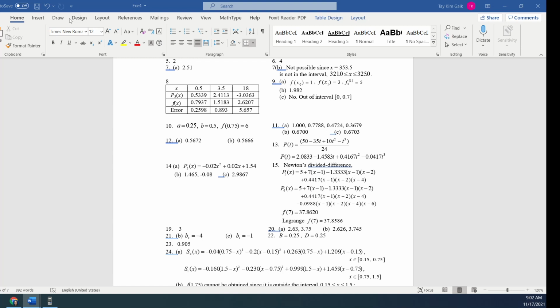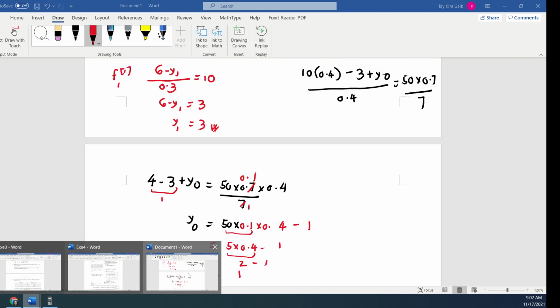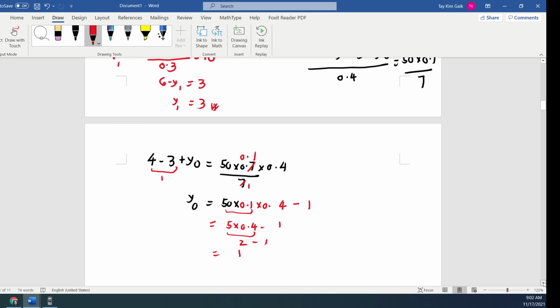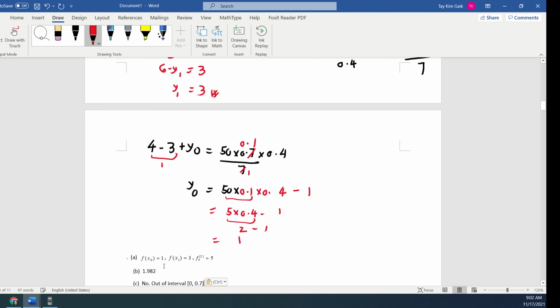Okay, f of x naught is 1, f of x1 is 3, y1 is 3. And then y naught is 1. And copy this thing. This is actually y naught, this is equal to y naught. f of x1 is equal to y1. So this is correct. Okay, f01 equal to 5.